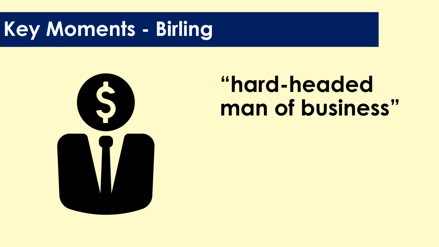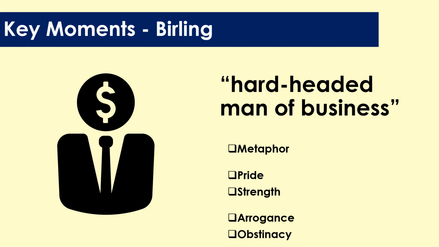So how's that done? Let's have a look at some key moments for Arthur Birling. Initially, we see him describe himself as a hard-headed man of business. That's a metaphor. For him, he thinks of it as a badge of pride and a badge of strength. The audience, however, might well see arrogance and obstinacy or stubbornness within that phrase, as though he won't listen to other people.